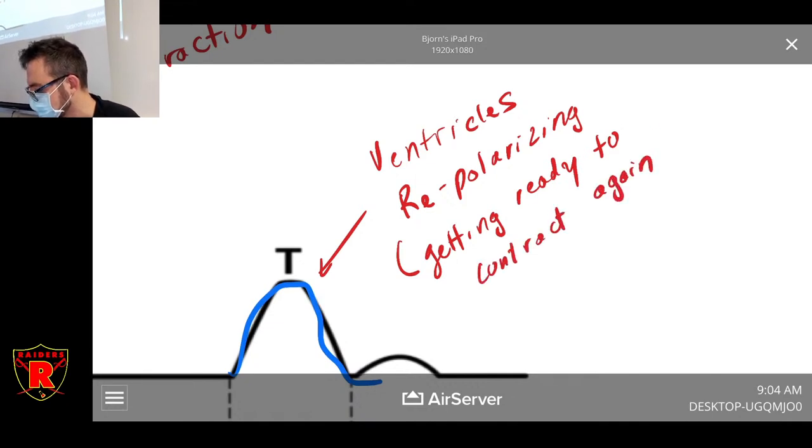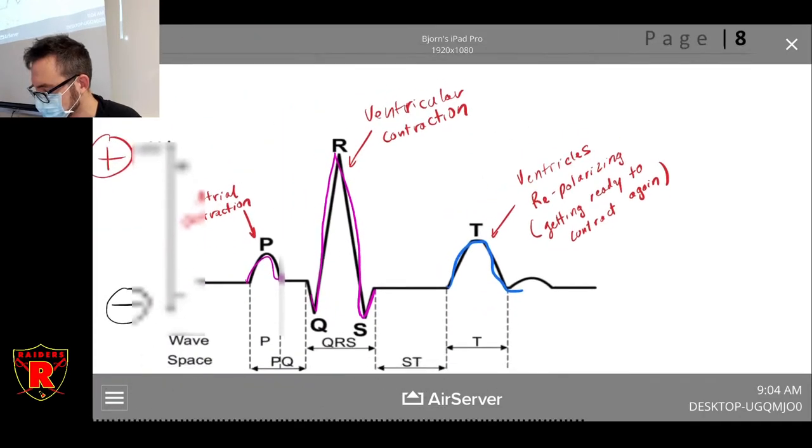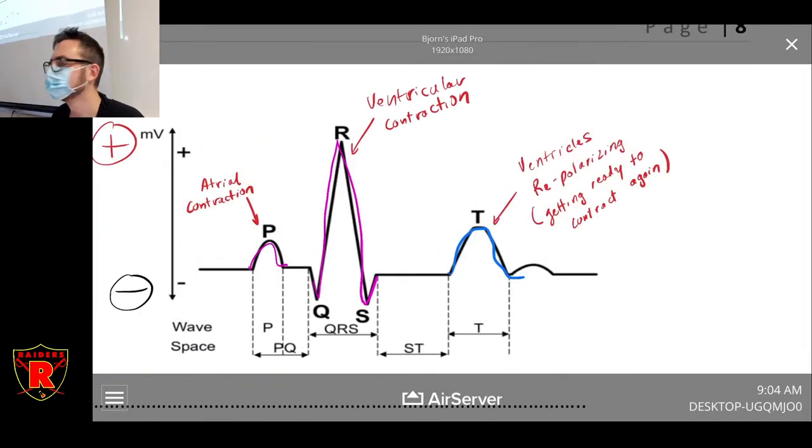And this entire thing happens very quickly. Less than a second. Well, way less than a second. Less than a tenth of a second, really. It's pretty fast.